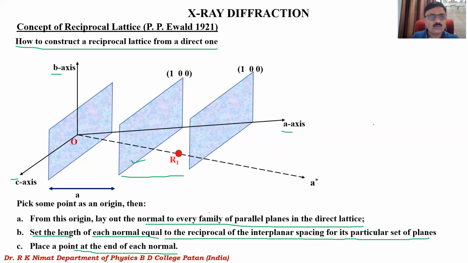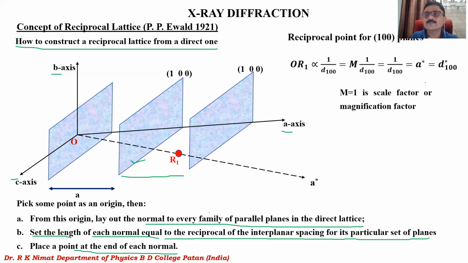We have drawn OR1, which you can call a reciprocal lattice vector, and we have taken the length OR1 equal to 1 upon d1, 0, 0, and we have drawn the point R1 at the end of the normal, and that point is called the reciprocal lattice point. So this is a very simple method to construct the reciprocal lattice point. Now we can consider other reciprocal lattice points likewise.